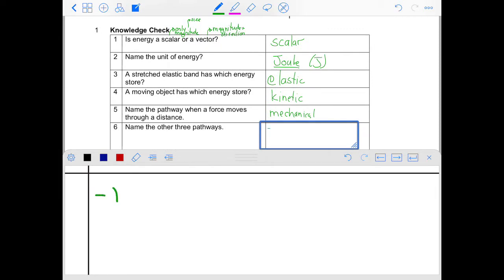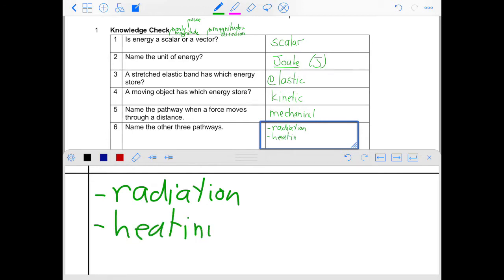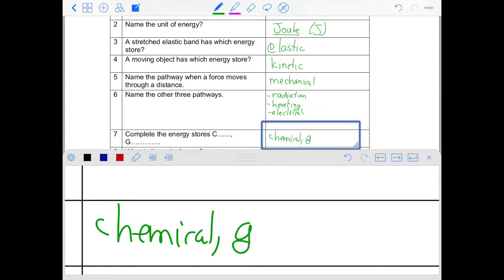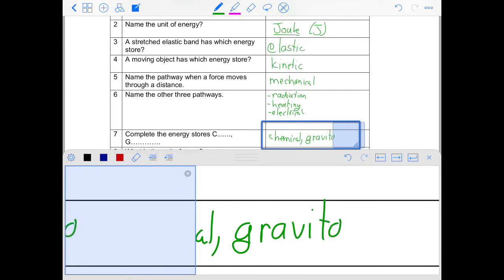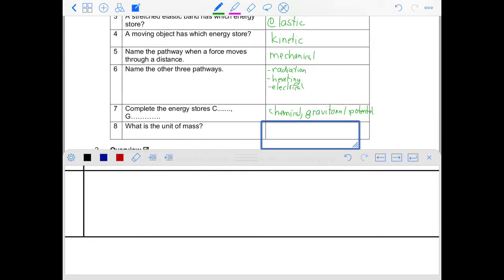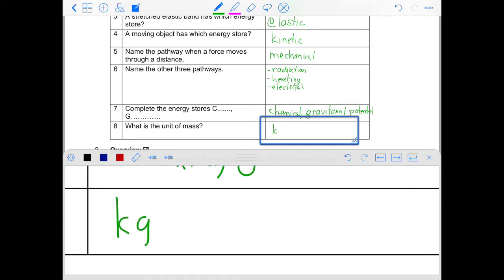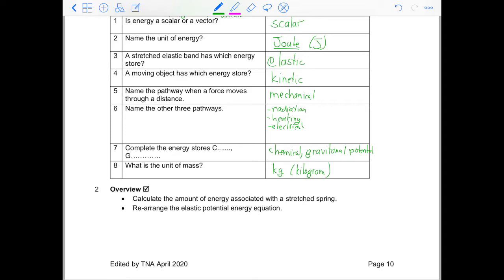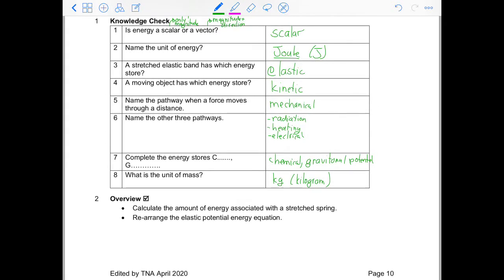The other three pathways we have are radiation, heating, and electrical. The energy store that starts with C is the chemical, and G is the gravitational potential. Remember that you do need the word potential for that type of energy, and the unit for mass is the kilogram, or kg. So make sure you have those correct answers written in, and we'll move on to the lesson.